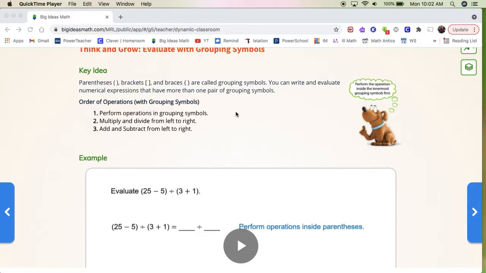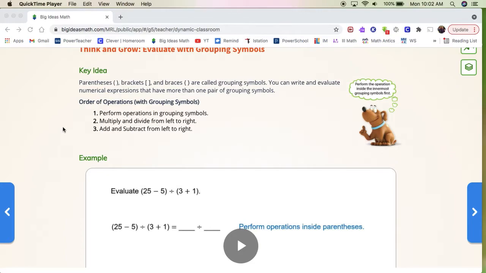So we always start from the inside and we move out. Notice here it says perform the operation inside the innermost grouping symbols first. So going back, kind of review our order of operations with grouping symbols. Remember, we always start with our grouping symbols, then we move to multiplying and dividing from left to right. It's not that multiplying is more important than dividing, it's just that whichever we come to first, left to right, and then our last thing would be adding and subtracting from left to right.